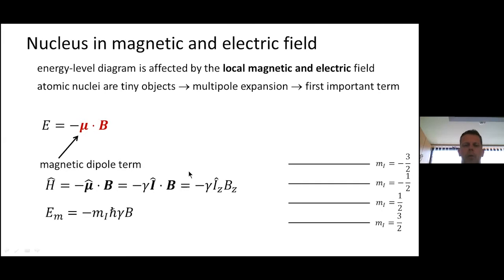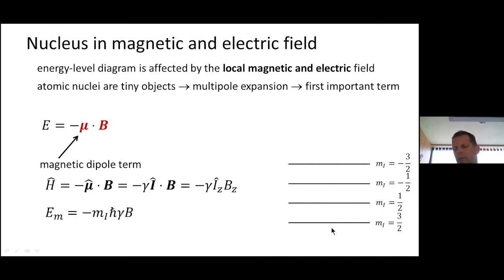Of course, if we have only one nucleus, then it occupies one of these states and one of these levels. If we have an ensemble, and in NMR spectroscopy we always have a large ensemble of nuclei, then some occupy this level, some the lower and lower lying levels as well.